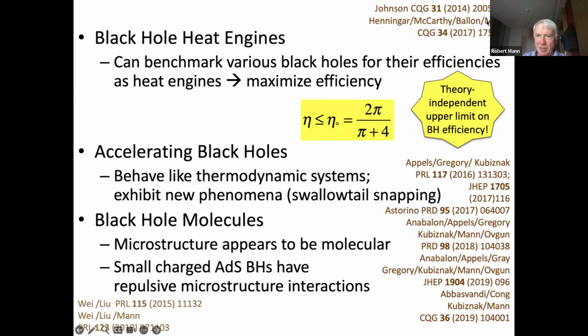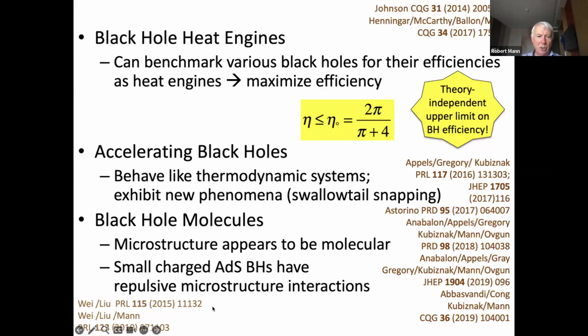And in this paper with Robie Hennigar, Fiona McCarthy, and Alvaro Balan, we showed that there is a theory-independent upper limit to the efficiency of a black hole understood as a heat engine. Accelerating black holes were discussed more recently. And counterintuitively, under certain circumstances, even though they're accelerating, they can behave like thermodynamic systems, and they exhibit new phenomena as well. There's a whole series of papers on this subject over here.